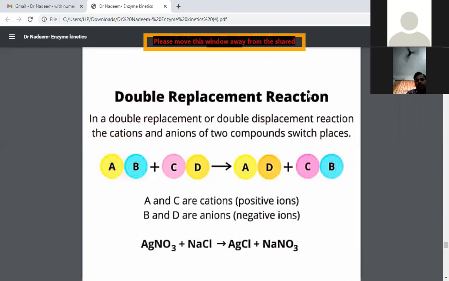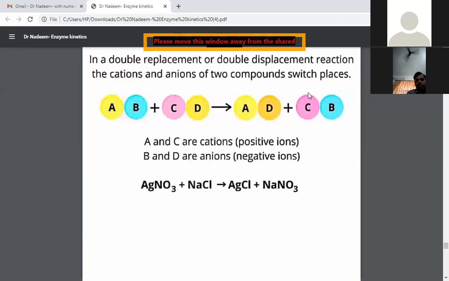That is the replacement of ion. A is combining with D. Again, B is anion, so B is replaced by D. And in the case of CD, C is changing its partner from D to B. D is also anion and B is also anion. An example of this type of reaction mentioned here is silver nitrate plus sodium chloride. After changing the ions, the products become silver chloride and sodium nitrate.